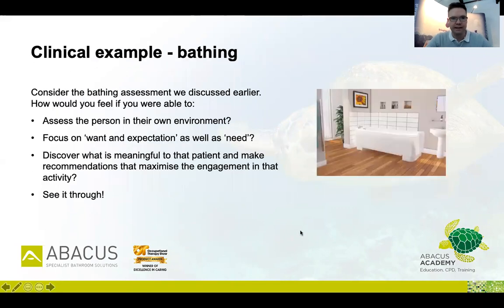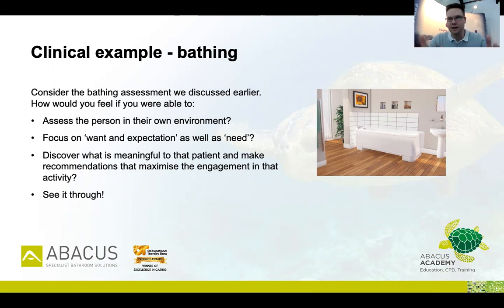So again, I've used bathing as that example because I used it from the previous. So if you consider the bathing assessment we discussed earlier, how would you feel if you were able to assess the person in their own environment, focus on want and expectation as well as need, and discover what is meaningful to that patient and make recommendations that maximize the engagement in that activity? Effectively, what I'm saying is how would it make you feel if you were able to see that through as that person's therapist? Build that relationship, find out more about what is meaningful to them and help them solve that, and go through that process with them.